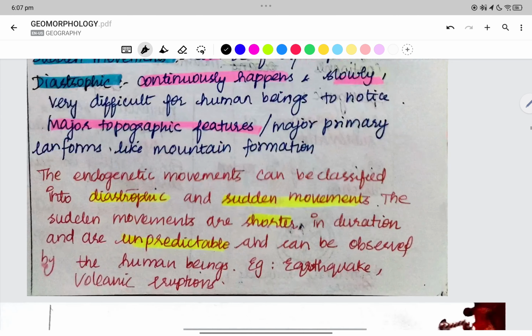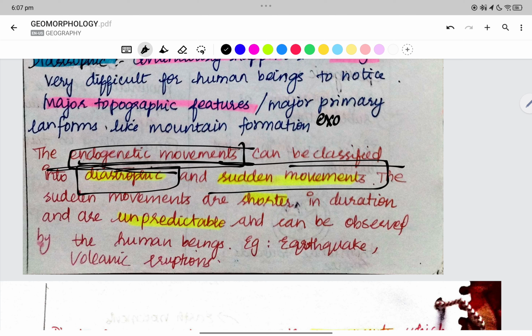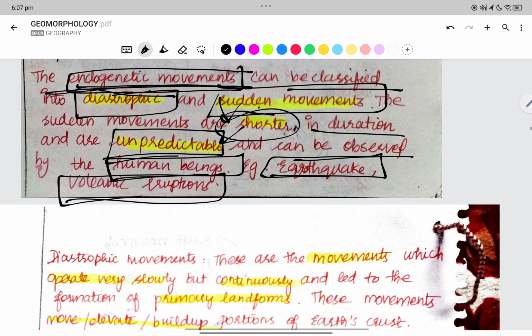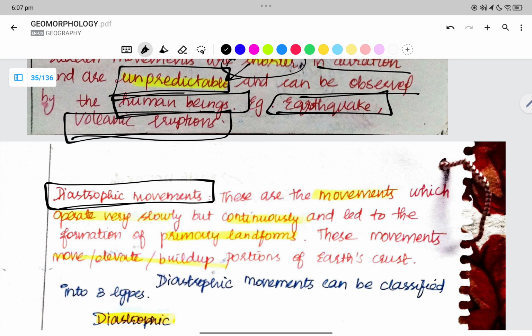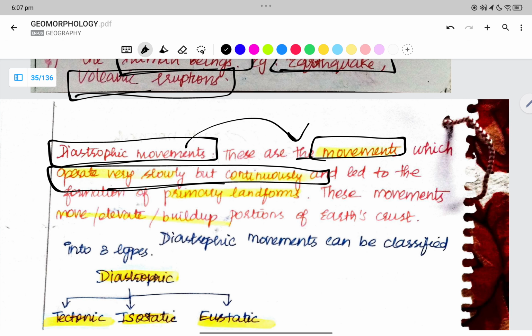The geomorphic processes are classified into endogenetic and exogenetic. The endogenetic movements are further classified into diastrophic and sudden movements. Sudden movements are shorter in duration. You have to remember that. They are unpredictable, and can be observed by human beings. Examples are the earthquake and volcanic eruptions, whereas the diastrophic movements operate slowly but continuously and lead to the primary landforms.